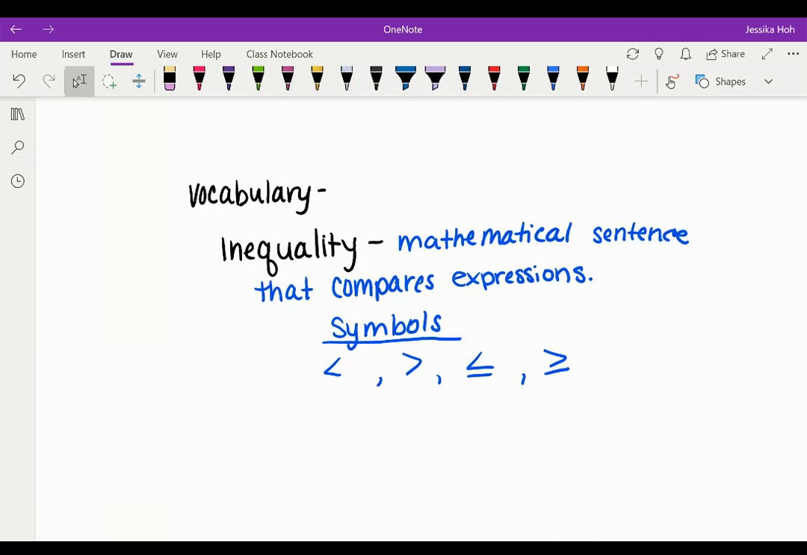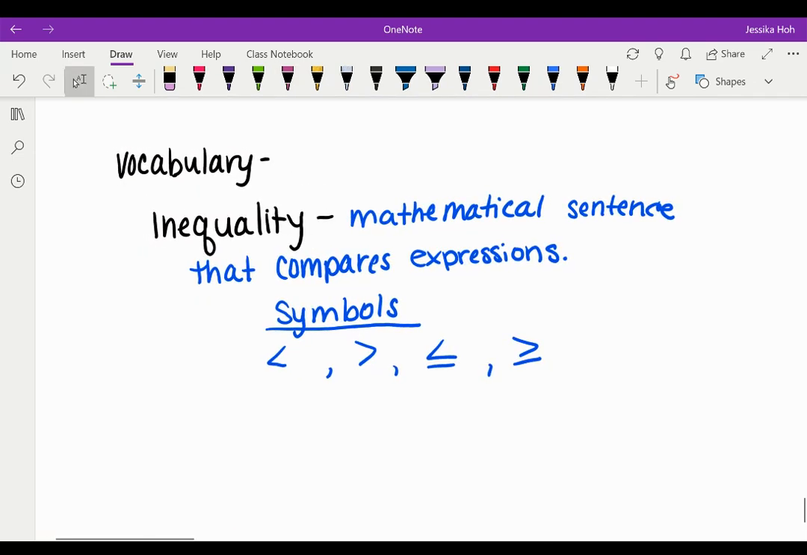So like I said, from using what we were talking about above, we're going to continue talking about inequalities. An inequality is a mathematical sentence that compares expressions. The first 2 symbols that I have are less than, and the second one is greater than. These 2 symbols you have used in 5th grade and 4th grade and in previous grades. I'm going to introduce you to the next 2. This one right here is less than or equal to, and this one right here is greater than or equal to.